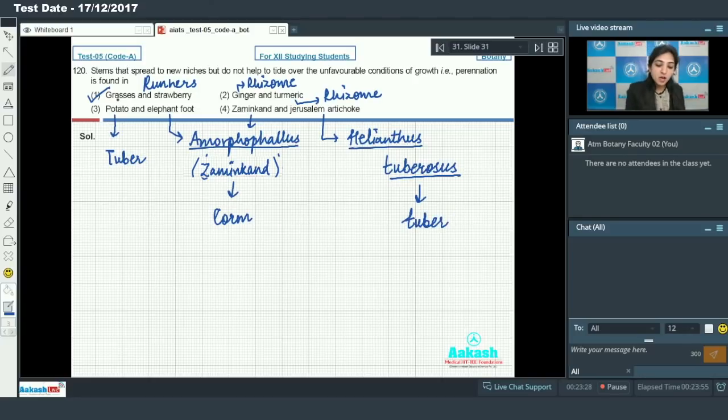So by this, in grasses and strawberry, runners are found which spread to new niches, but they do not help the plant to tide over the unfavorable conditions. So the answer to this question is option number 1. Moving on to the next question, question number 121.